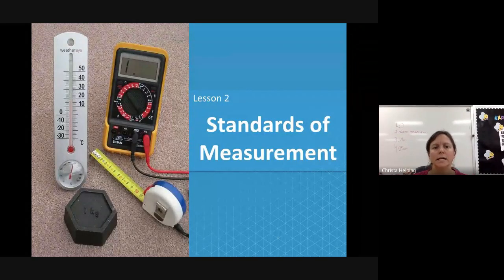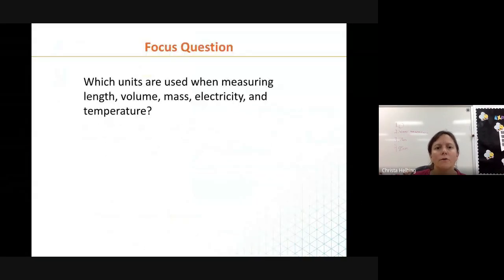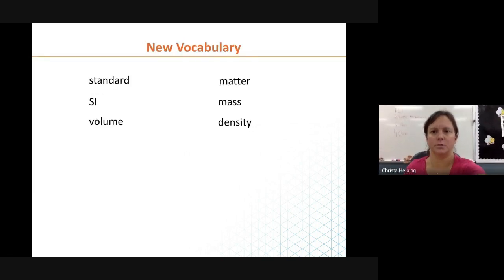Today we're going to be looking at standards of measurement. Our focus question for this section is: what units are used when measuring length, volume, mass, electricity, and temperature? So our vocabulary is standard, SI, volume, matter, mass, and density.